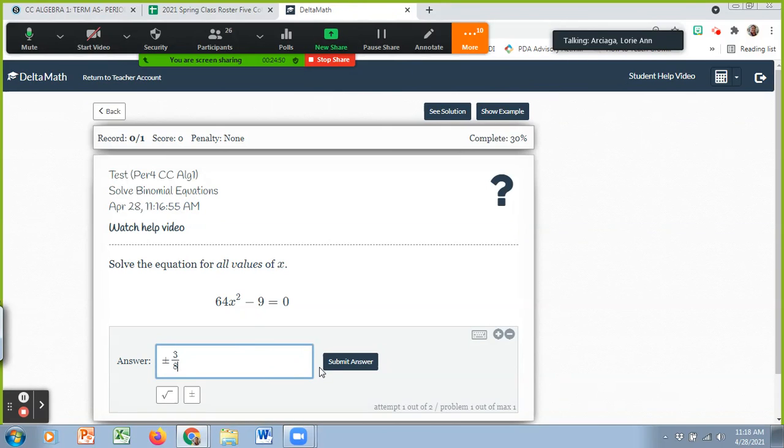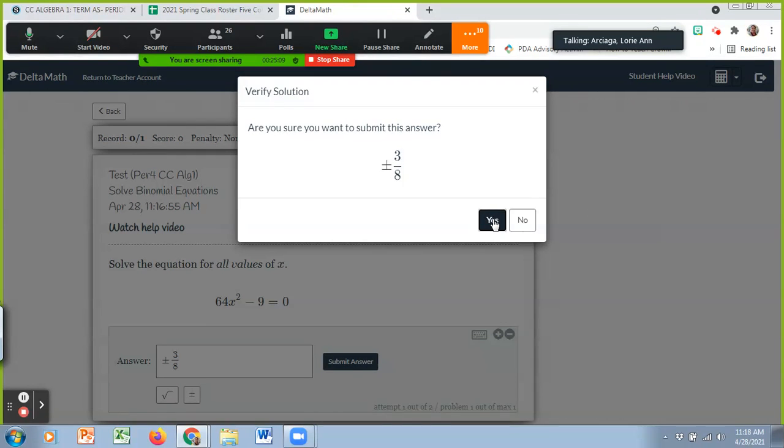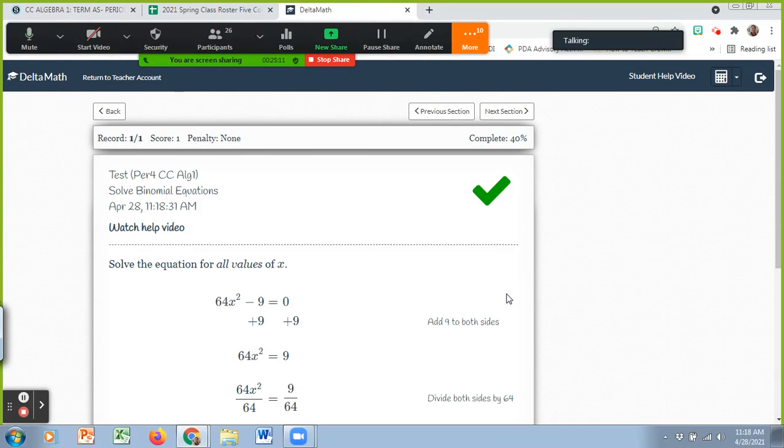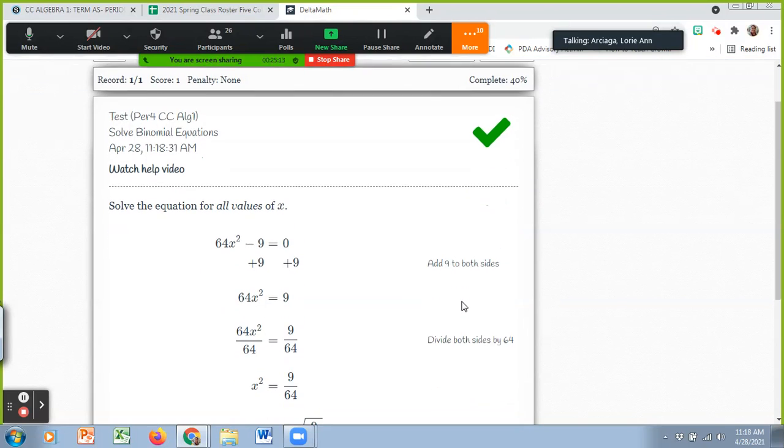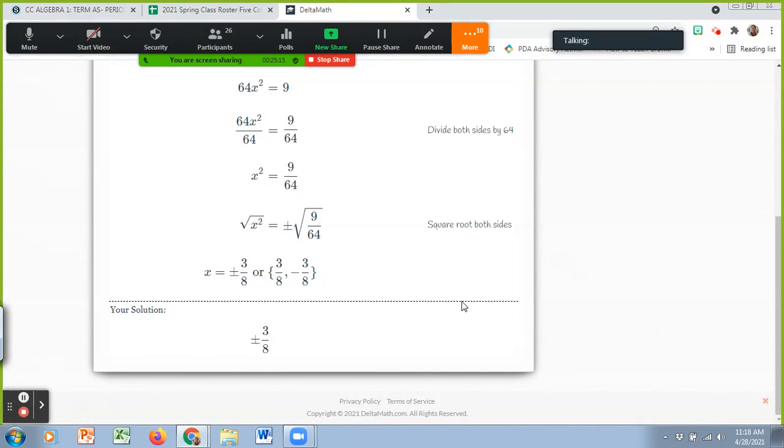So see how you can do it in your head? You know you're going to move it there. So square root of 9 is 3, right? And then since it's multiplied, you know to get the x squared by itself, you have to divide it. So you put the square root of 64 underneath it, right? Okay, so submit answer and then click yes. All right, and that's the answer: plus or minus 3 over 8.